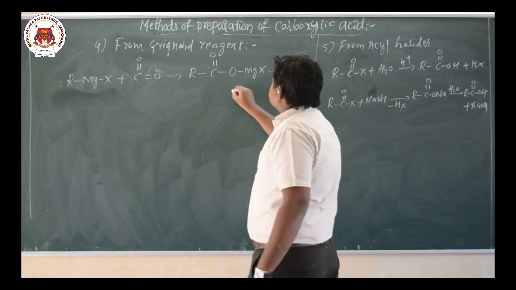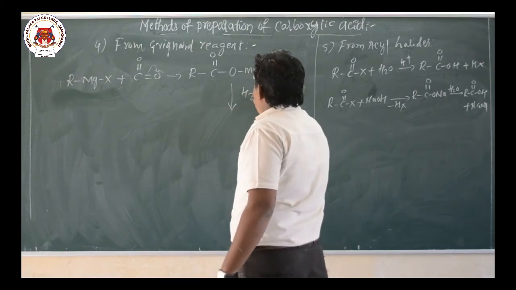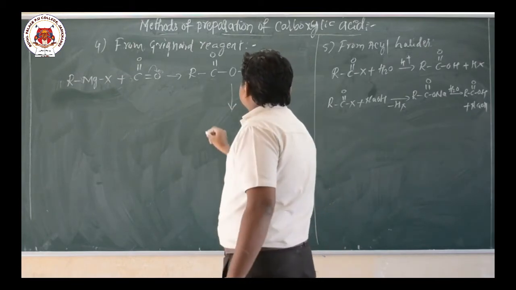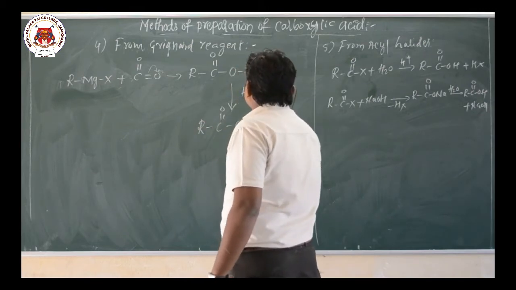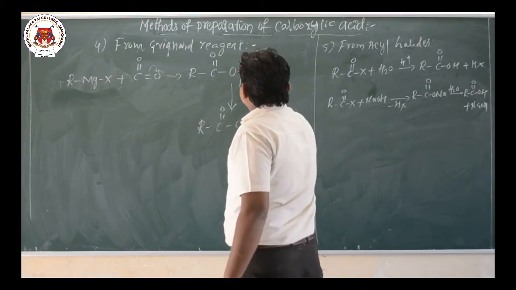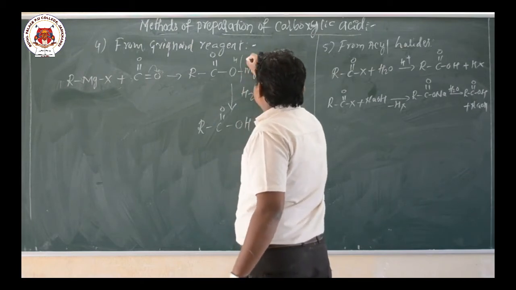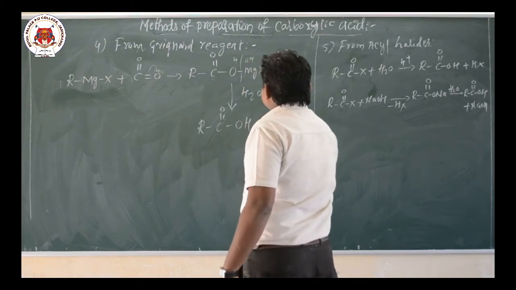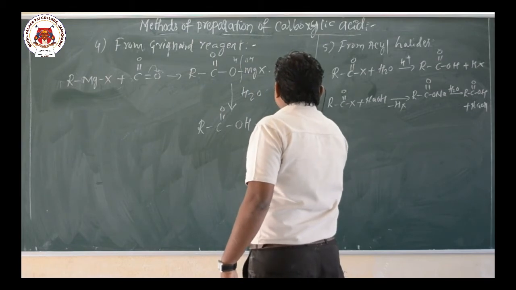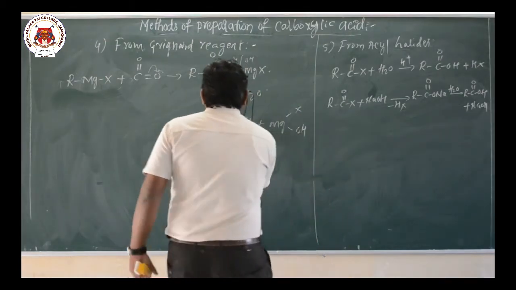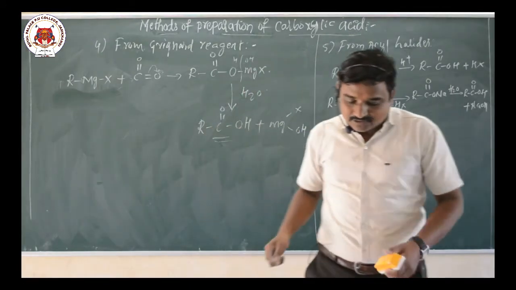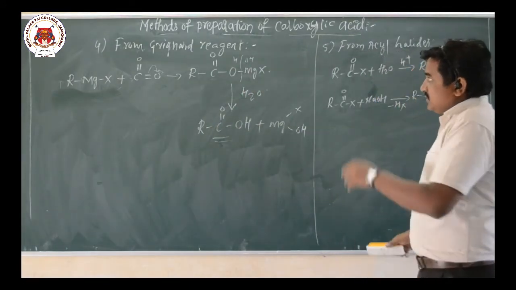Okay. So on hydrolysis, that gives what here? Carboxylic acid, RCOOH. So like this, hydrolysis, breaking of the bond, H part, OH part, plus MgX. Okay, so this is the method of the preparation of carboxylic acid from the Grignard reagent.